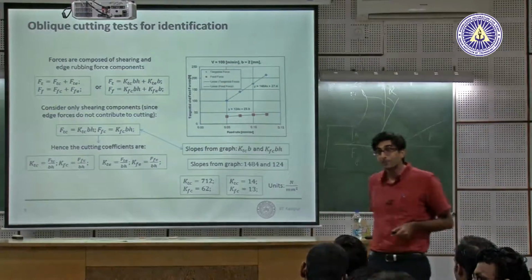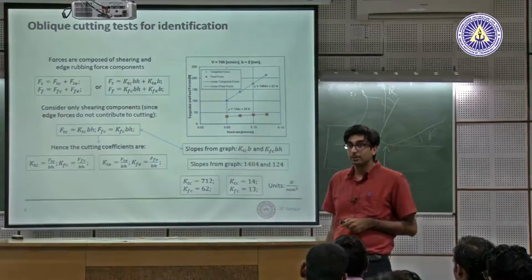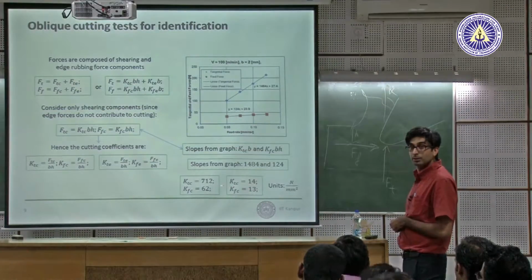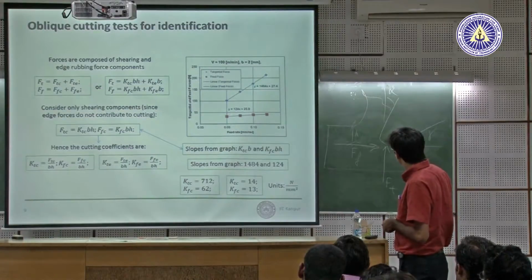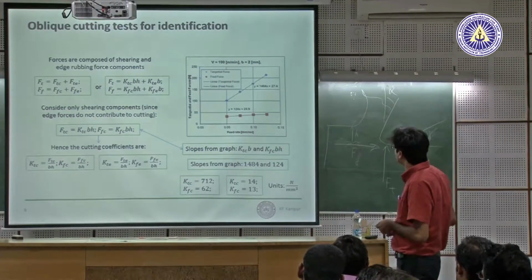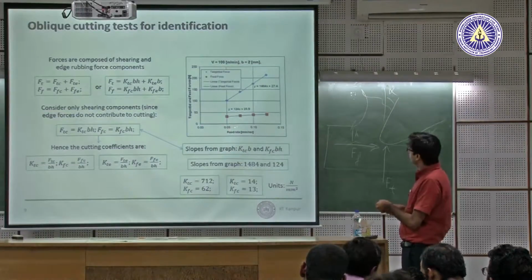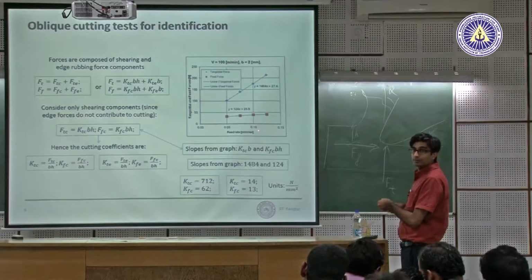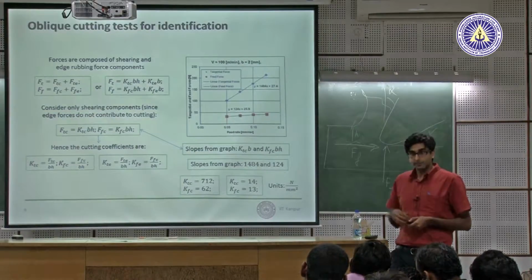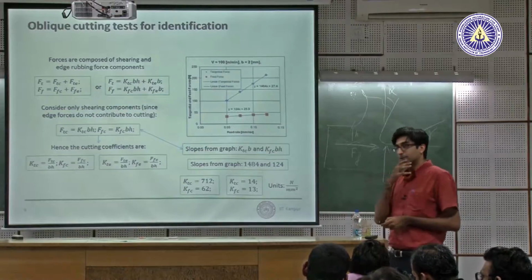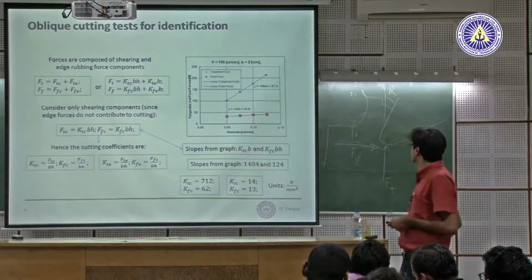Small edge value. Edge value means 14 and 13. Small h? No, h is changing. h changes from 0.05 to 0.125. h is changing, so that's the parameter you're changing to do these experiments. Chip thickness or feed.